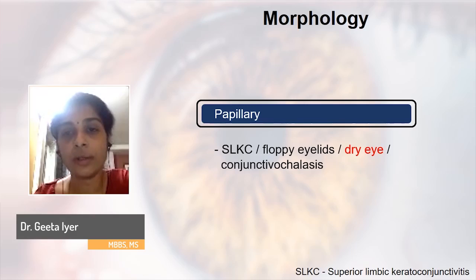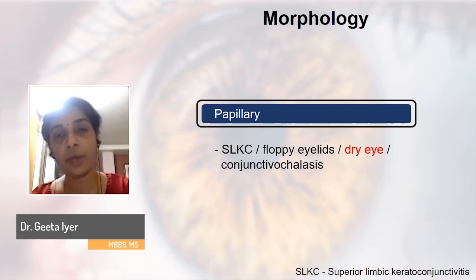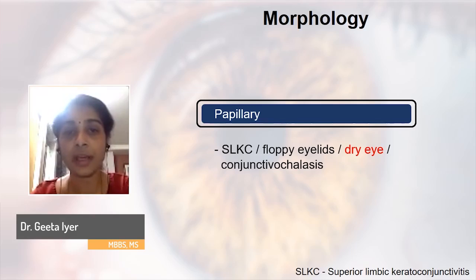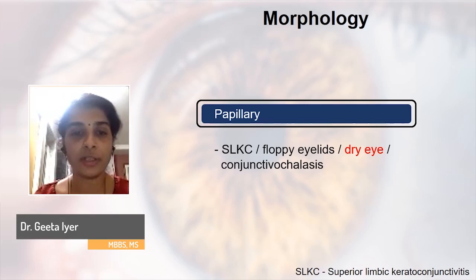Let's start with the papillary conjunctivitis. One of the most important causes that leads to papillary conjunctivitis is a moderate to severe dry eye. And talking about dry eye and the manifestations and the disease is probably out of the scope of this particular talk, and I will focus on the various other entities that I have mentioned here.